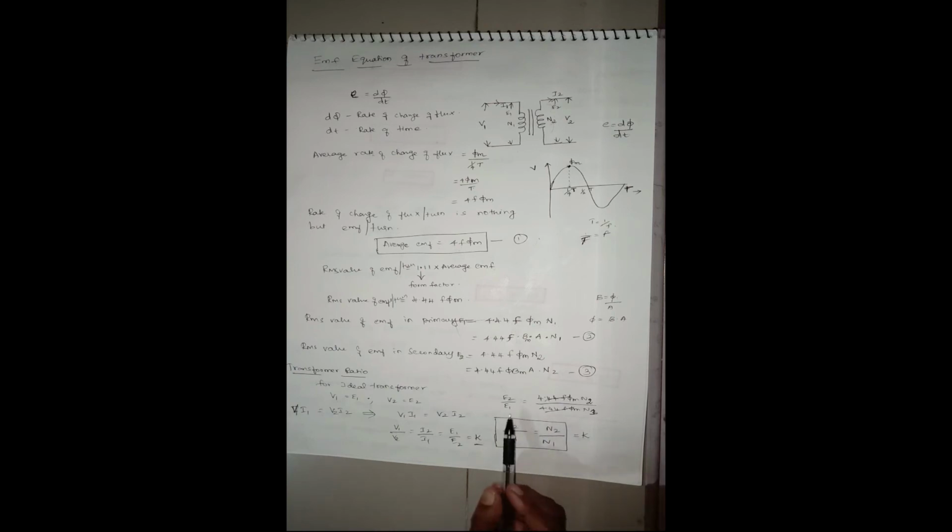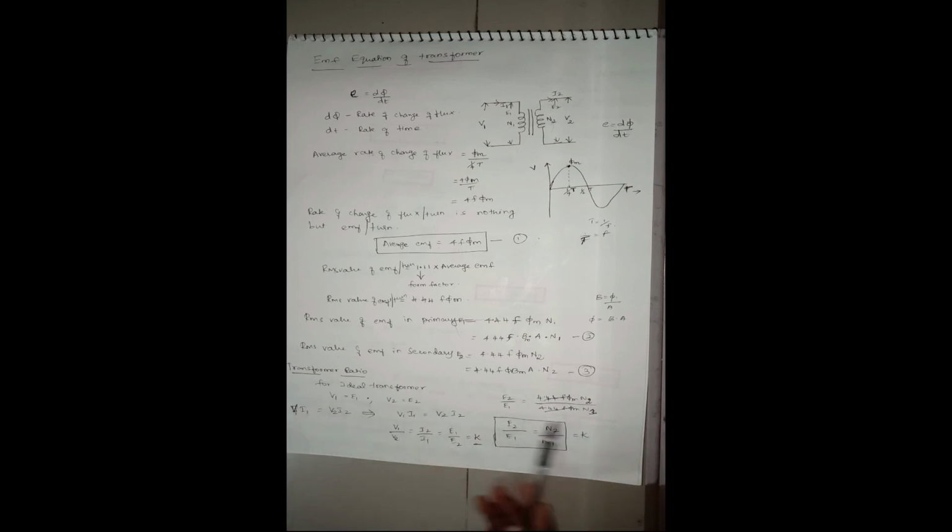Therefore, what is the EMF induced in the primary? Already we derived. The EMF induced in the primary is E1 equal to 4.44 f phi m N1. What is the secondary induced EMF? 4.44 f phi m N2. Therefore, the common terms get cancelled. Therefore, what you will be getting is E2 by E1 is equal to N2 by N1. Therefore, this is also equal to K.